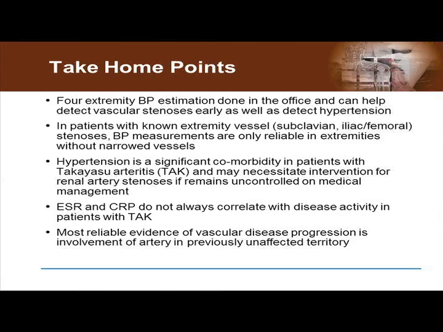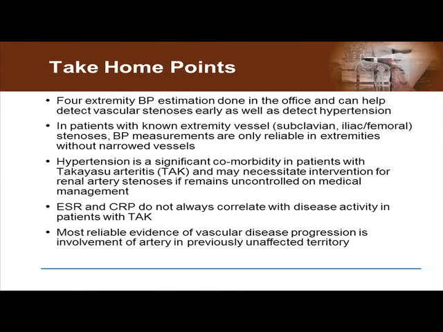So four-extremity blood pressure measurement in the office can help detect vascular stenosis early, as well as detect hypertension, which can be picked up by measuring blood pressure in the other extremities. In patients with known extremity vessel stenosis, such as the subclavian, iliac, or the femoral arteries, blood pressure measurements are only reliable in extremities without narrowed vessels, which means in a patient with bilateral subclavian artery stenosis, the only reliable blood pressures would be in the lower extremities.